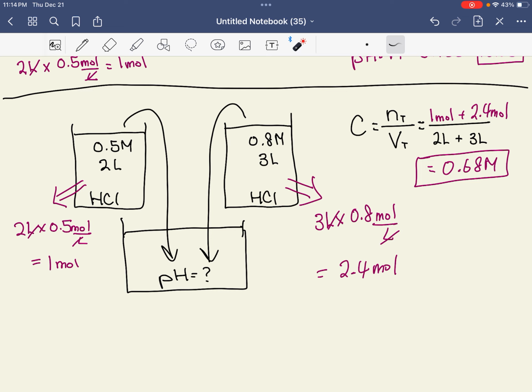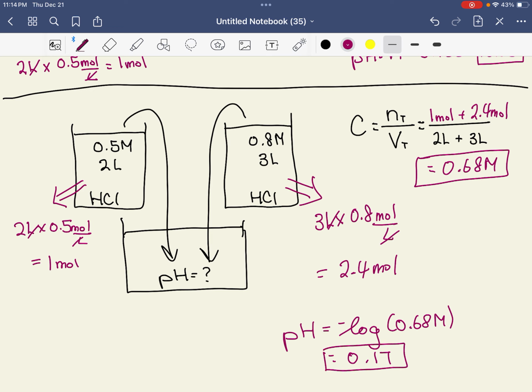Now, pH time. Hey, this is an acid. When it comes to acid, no pOH, directly to pH, just negative log this number, and you are good. So let's see what that is. Negative log of 0.68 is going to be 0.17. Hopefully this is not something difficult and you can easily follow.